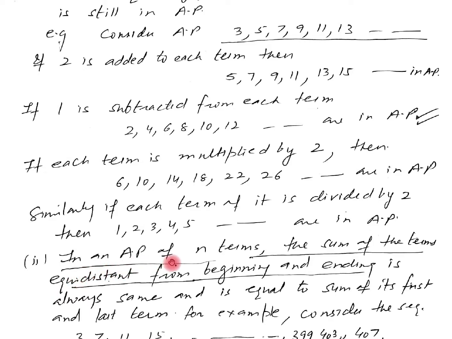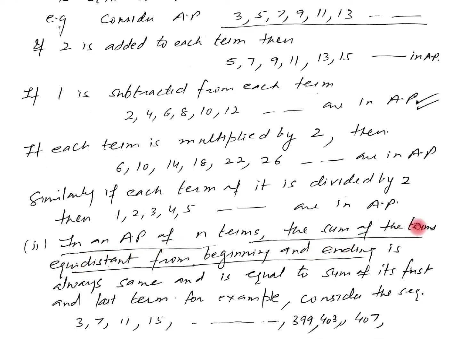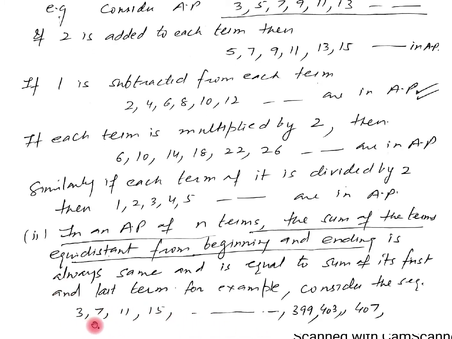In an AP of n terms, the sum of the terms equidistant from the beginning and the ending is always the same and is equal to the sum of its first and the last term. Let us explain with the help of an example. I am considering this sequence 3, 7, 11, 15 and these are its last terms 399, 403, 407.